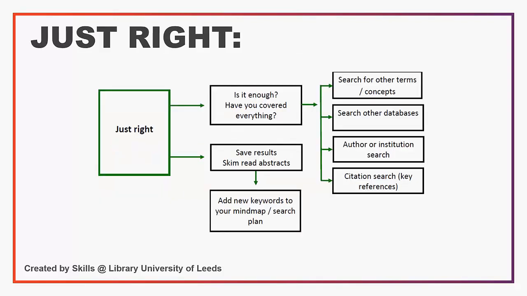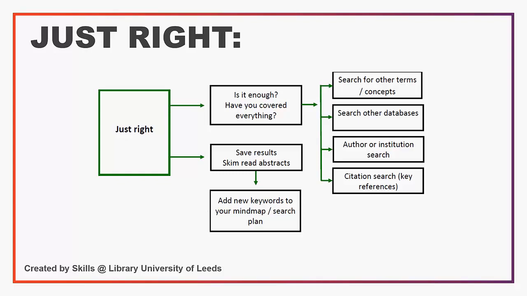When you reach this stage, firstly think about whether you have covered everything. Is there anything you thought you would find in the results that you haven't? If the answer is yes, think of some new terms or concepts or search in other databases. You can also run author searches for key authors in the area, or use citation searching, which we will come back to.